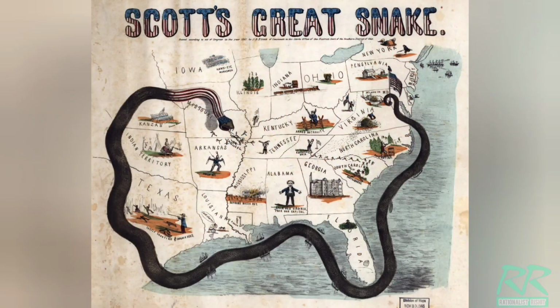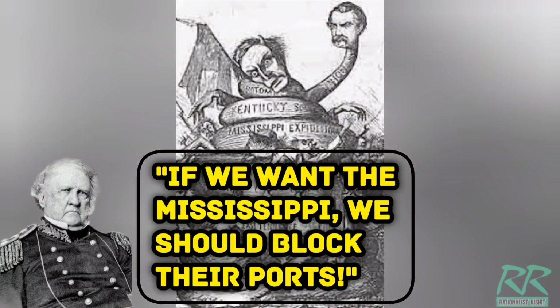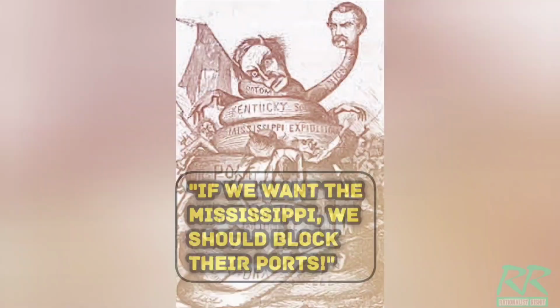These efforts aligned with the broader Anaconda Plan, a strategy proposed by General Winfield Scott to blockade southern ports and control the Mississippi. Though initially criticized, the plan proved effective over time, severely restricting Confederate trade and resupply.